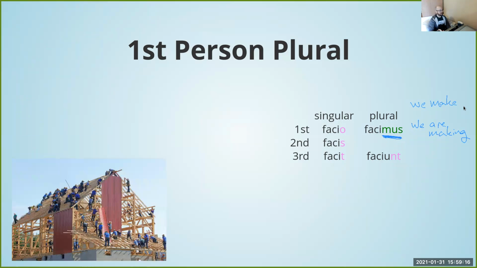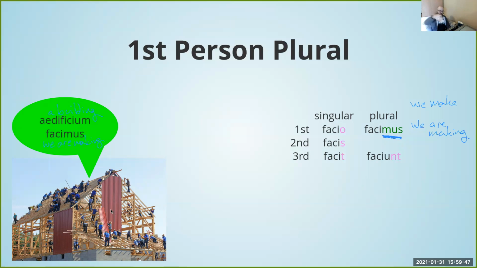So let's take a look at an example of this. There's a lot of people building a building, and one or all of them could say, Aedificium facimus. That is, we are making a building. So that mus ending is appropriate when somebody is describing an action, not just that that person is taking, but that that person and other people included are taking. So in English, we are making: facimus.